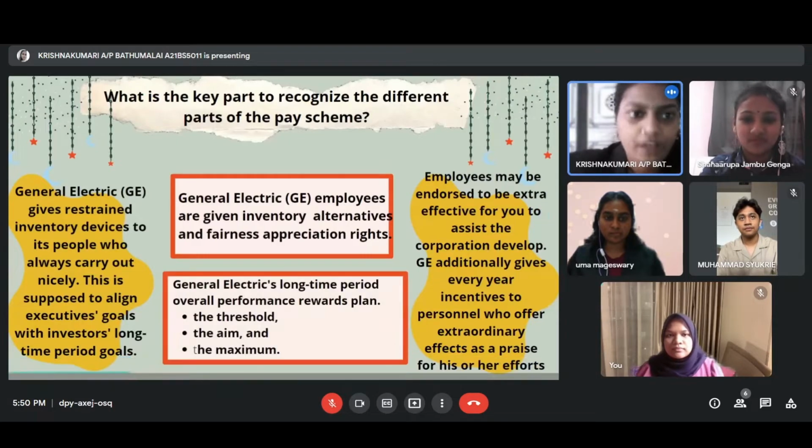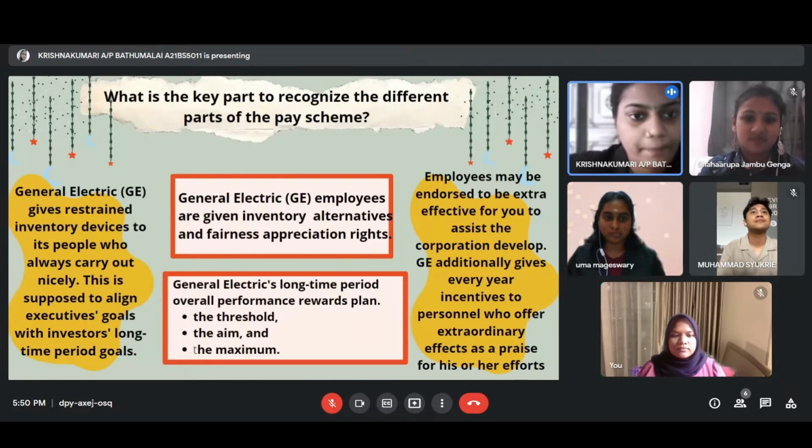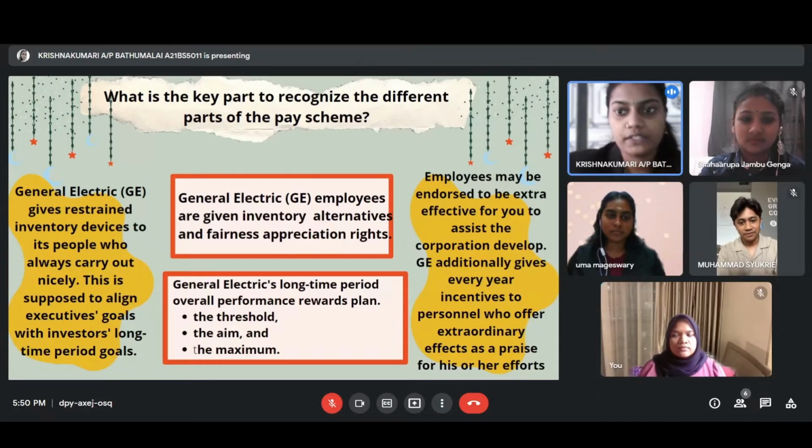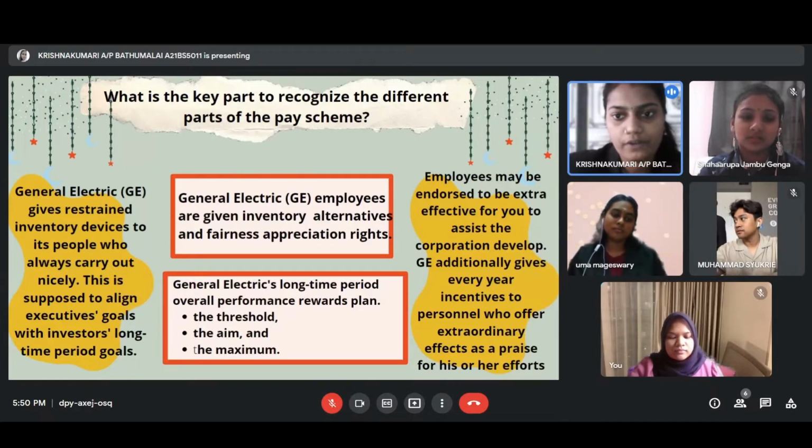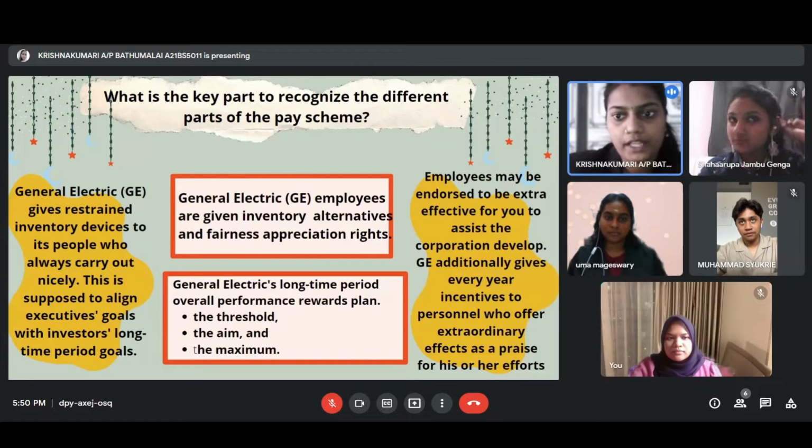Okay, good evening. The first question is about what is the key part to recognize the different parts of the pay scheme. To maintain top leaders, incentives are given to them to stay with the corporation for an extended period of time. GE gives restricted stock to its people who always perform well so that it will create a structural incentive to preserve the success. This supports aligning executive goals with the investors' long-term goals, as this incentive will be best supplied to personnel who stay for a prolonged period of time.